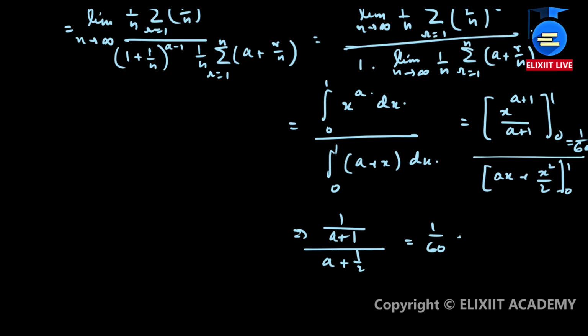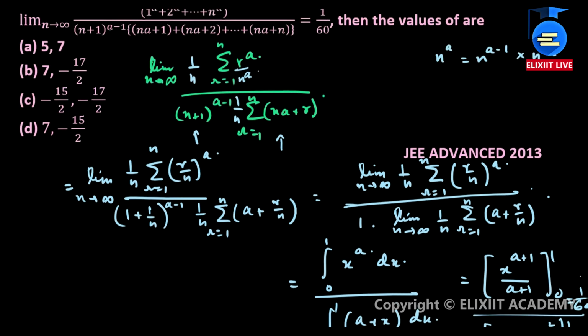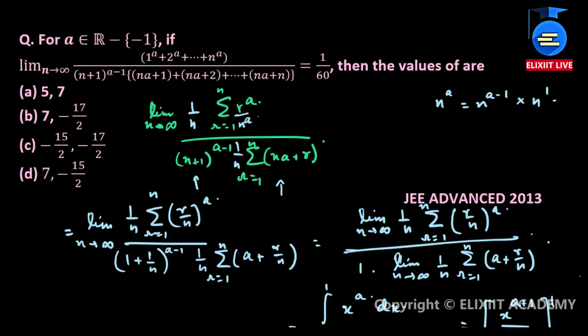So you simplify this, you will get one quadratic relation from here. We have a plus 1 into 2a plus 1. This will be equal to 120. And if you simplify this, you'll get the possible values of a from here as 7 and minus 17 by 2. You can verify with the options. We have the option verifications. You'll get the answer to be 7 and minus 17 by 2.